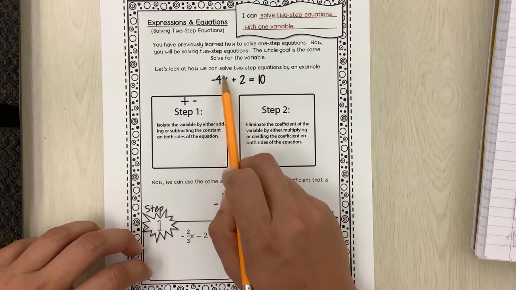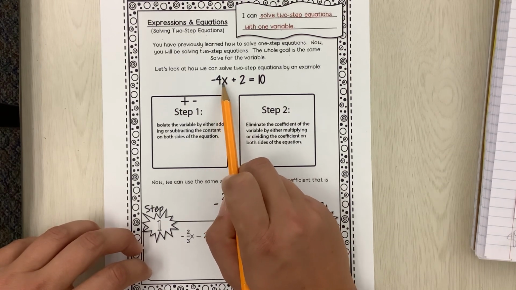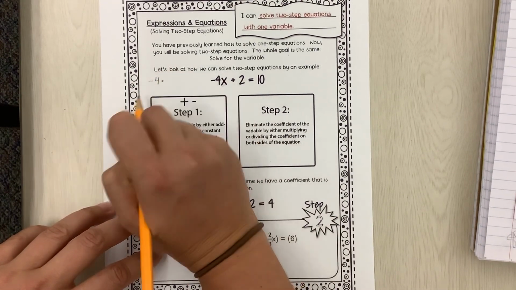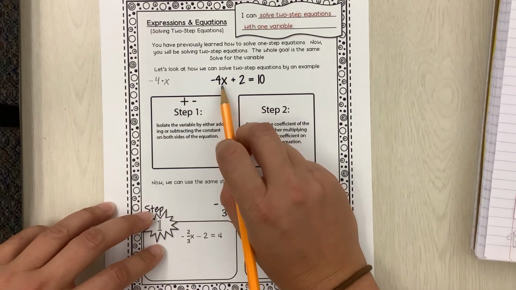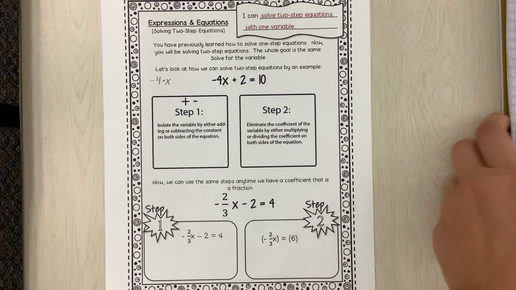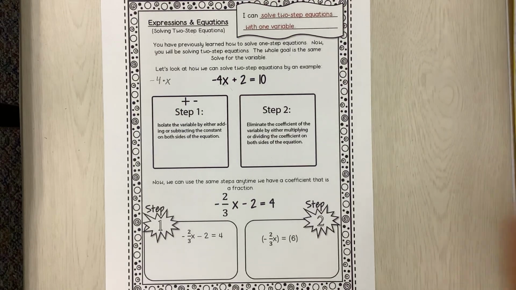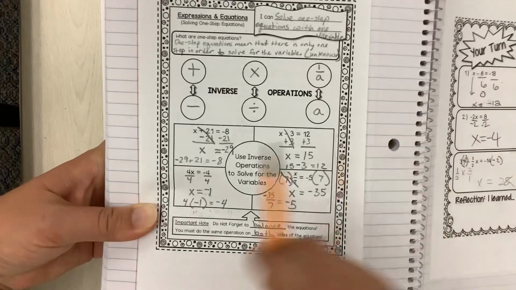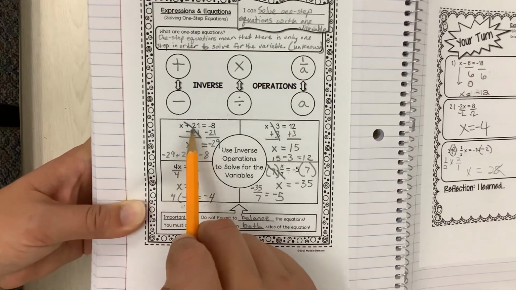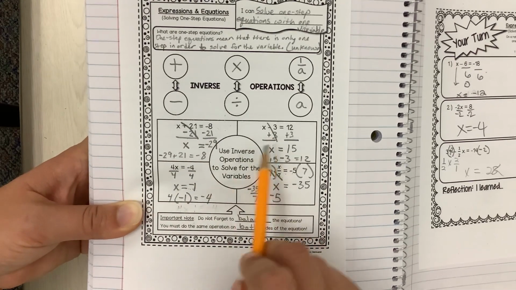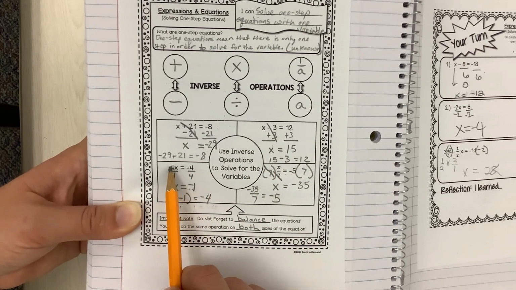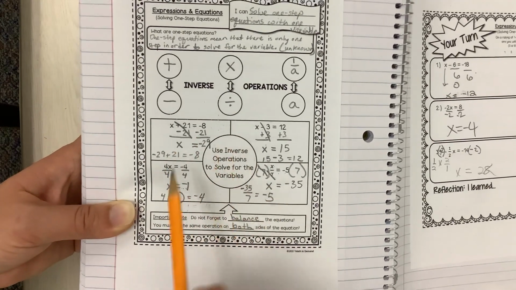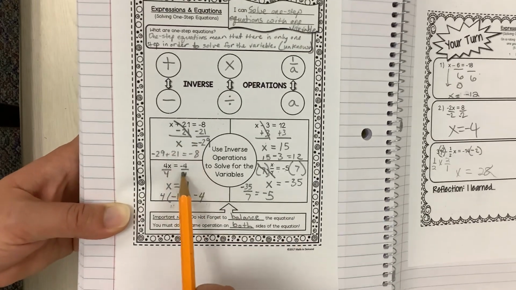Last time we learned that when a number is touching a variable, it means that they are multiplying. So this is the same as saying negative 4 times x right here. On that last lesson, we also talked about how to find the inverse operation. So when we did that, we were doing the opposite. If it was adding, we were subtracting. If it was subtracting, we were adding. If it was multiplying, we then divided. If it was dividing, we multiplied. So we were doing the inverse operations to answer one-step equations.